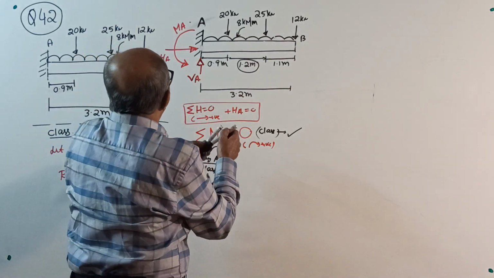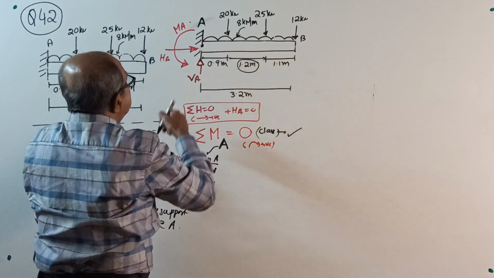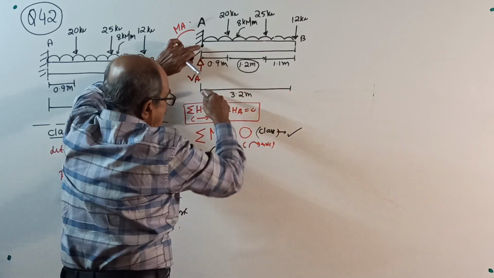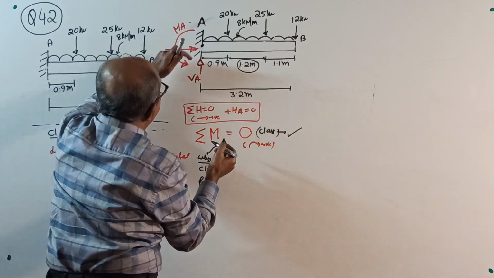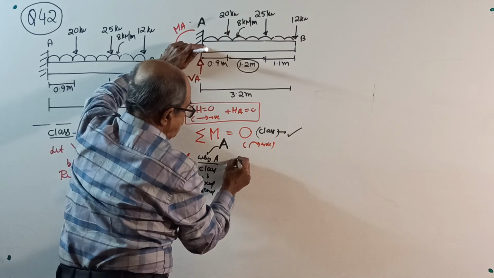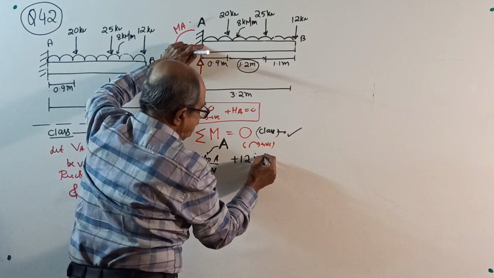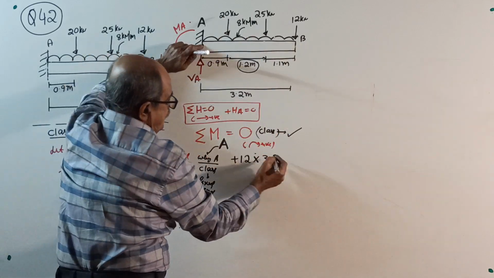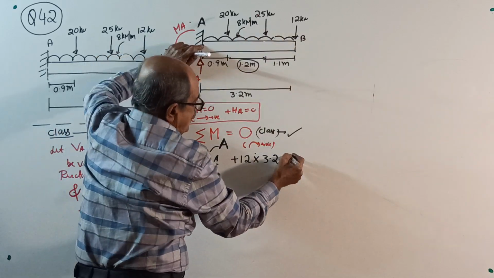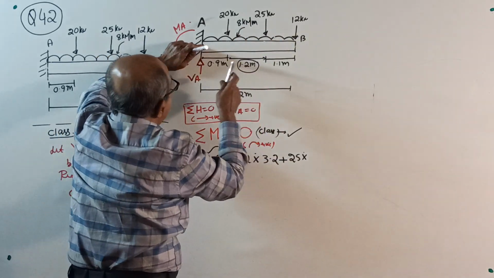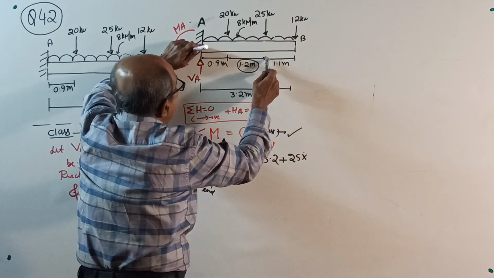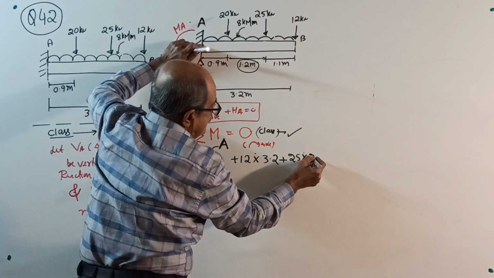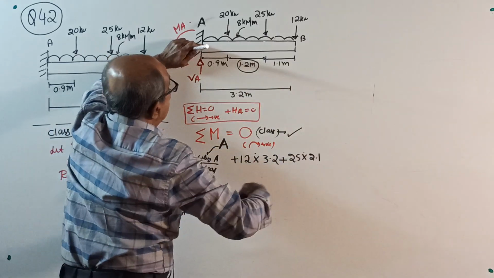So, put the finger at A. Okay. Finger at A. Start from there. 12 into 3.2. This I should not explain, it is already outdated now. Clockwise positive, plus 12 into 3.2. Again clockwise, 25 into, about A this is 3.2, this is 1.1, so 3.2 minus 1.1 is 2.1. That much common sense is required, 2.1.